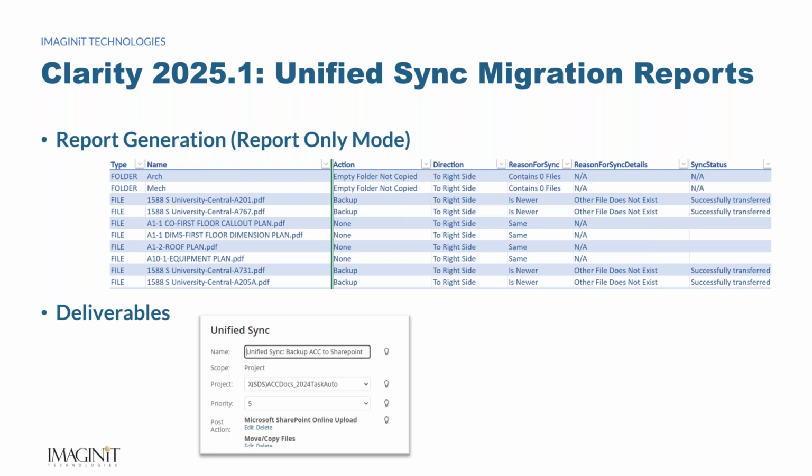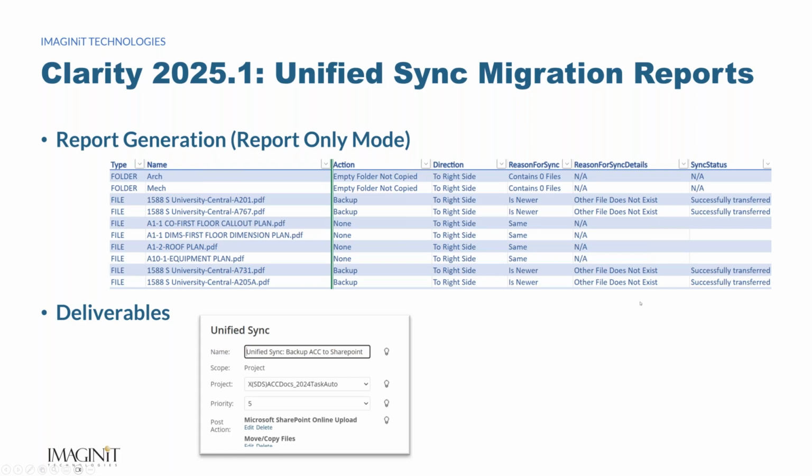The report contains folders and files as well as reasons. Some of the reasons would be the metadata is newer, the modified date is newer, the file version is newer, or it just doesn't exist on your target. And that's what this is showing in this screenshot. And that will give you an idea of why things are transferring as well.